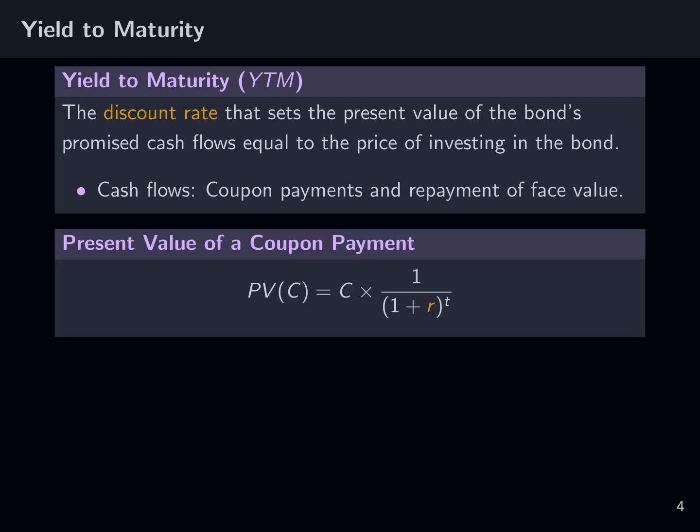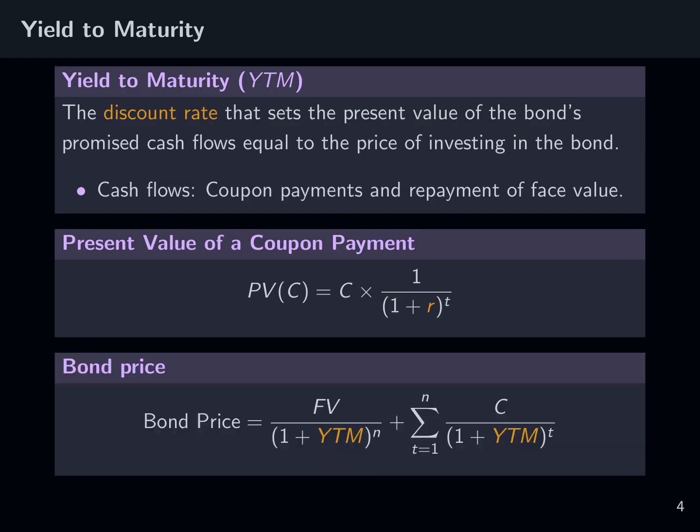To compute the present value of a single coupon payment, we discount it back to the present using the formula shown. This accounts for the time value of money, meaning future payments are worth less today depending on the discount rate, denoted by R. The bond price is the sum of the present value of all coupon payments and the face value, using YTM as the discount rate. Thus, the bond's market price reflects its cash flow structure and the market's required rate of return.